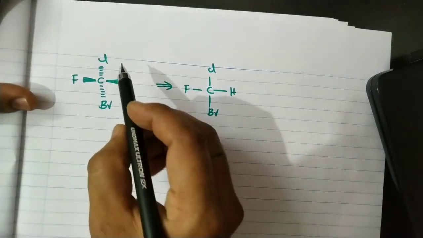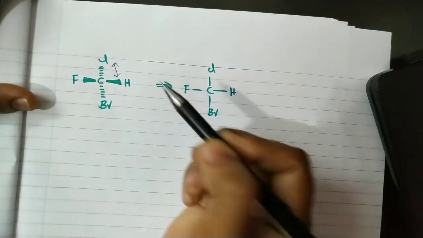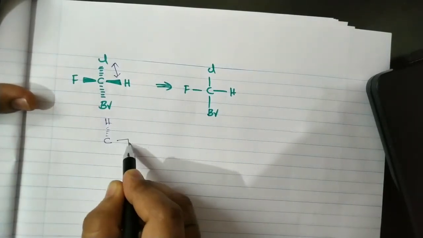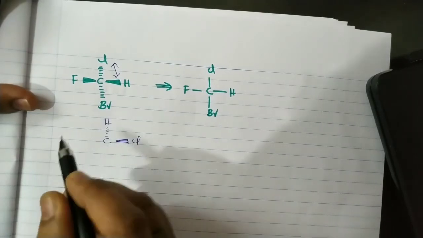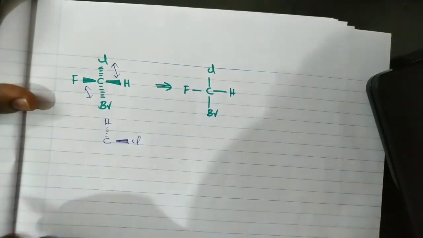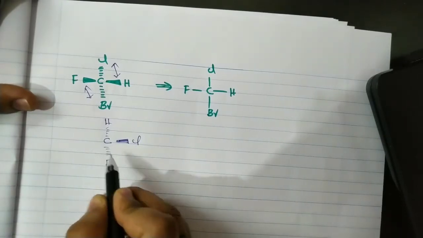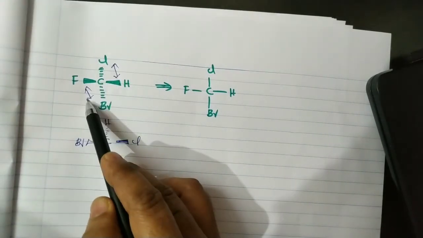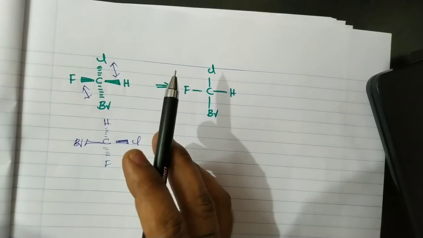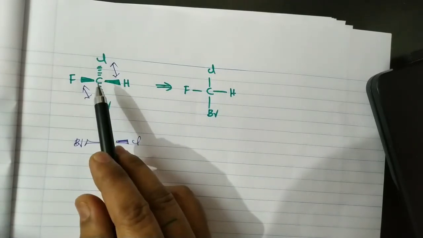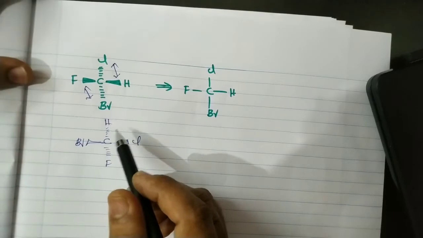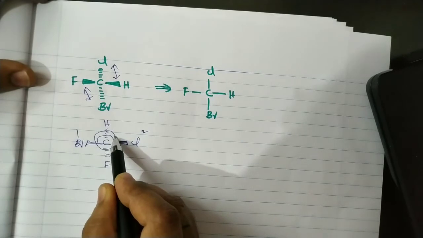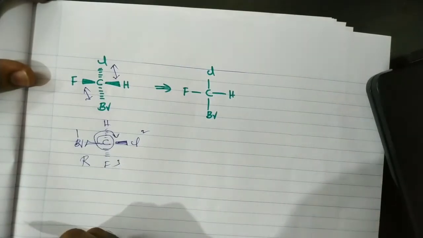Here by one exchange, the hydrogen goes below the plane and chlorine comes above the plane, so the remaining two must also be exchanged. Fluorine goes below the plane and bromine above the plane. Here one exchange, then a second exchange. If you do an even number of exchanges, the configuration is not changed. So first priority, second priority, third priority, 1, 2, 3, clockwise direction, and its configuration is R.